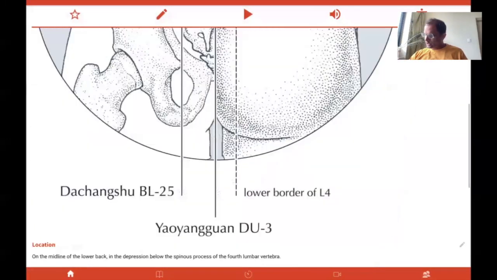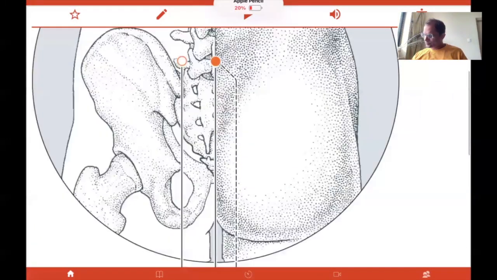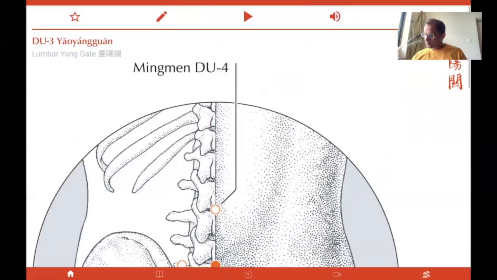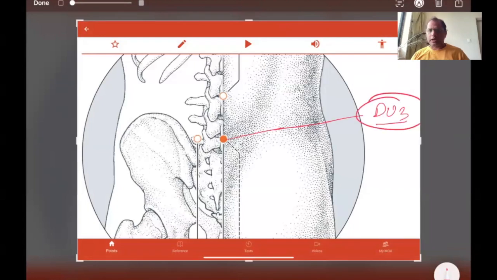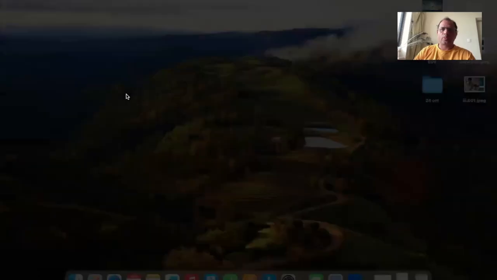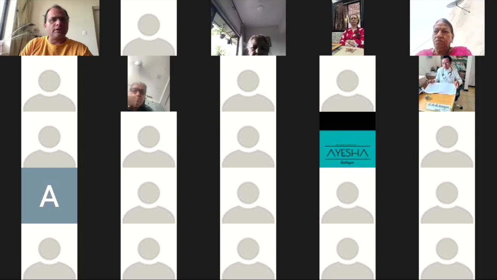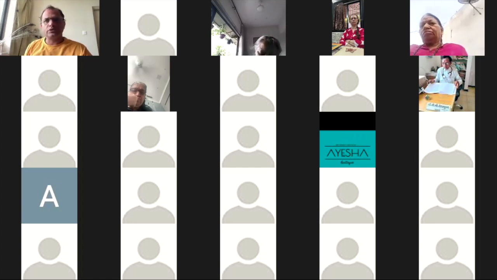So this is the DU3. ये हमारा DU3 है. अगर आप एक व्यक्ति को उल्टा लिटा दो पेट के बल और उसके कमर पर एक पानी की बूंद डाल दो, तो जहां जाके पानी की बूंद ठहरेगी वही DU3 है. यानी सबसे गहरा भाग, the most depressive part of the lower back. So it's very easy to find out.